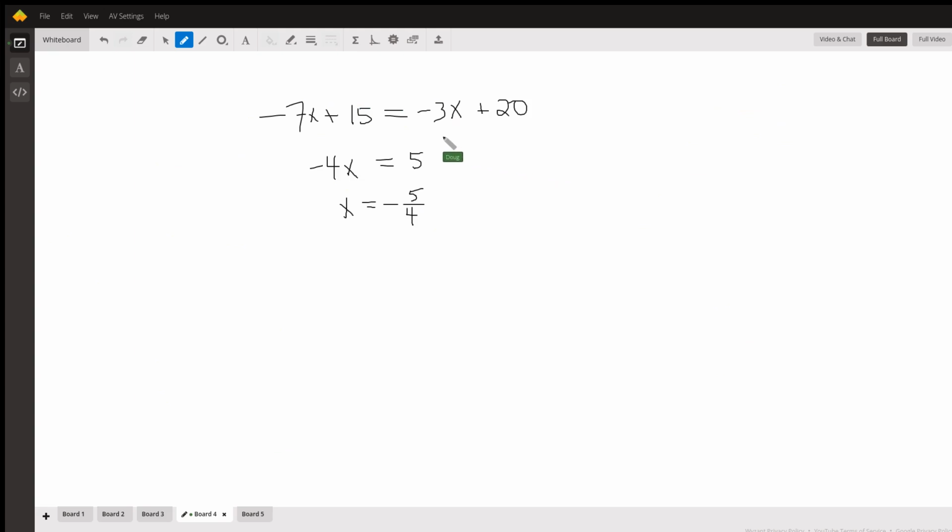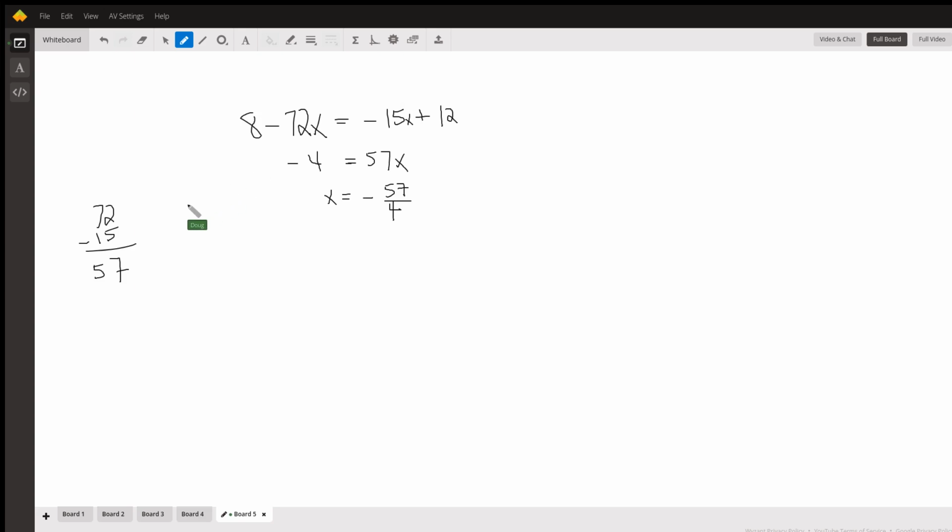A couple more quick examples. Let's get the x's on the left. Transpose this negative 3x over here. It becomes a plus 3x. Negative 7x plus 3x is negative 4x. Transpose this 15 over here. It becomes a negative 15. Divide both sides by the numerical coefficient of x, negative 4. x equals negative 15/4. And we'll end with this one.